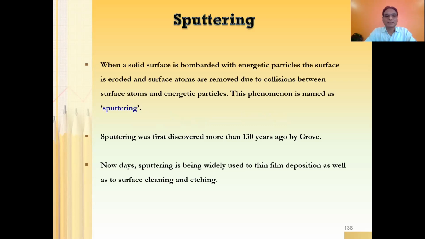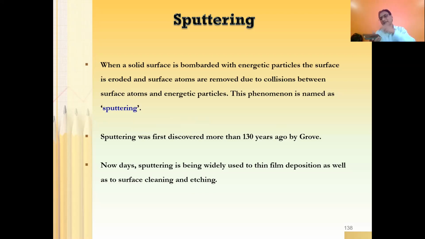What is sputtering basically? When a solid surface is bombarded with an energetic particle, the surface is eroded and surface atoms are removed due to collision between the surface atom and the energetic particle. This phenomenon is named sputtering. It means, let us say, this is the substrate. Now I would like to remove some of the atoms from this. Sputtering means यहाँ से कुछ atoms dislodge करे, निकाले, खरड़ कर निकले.